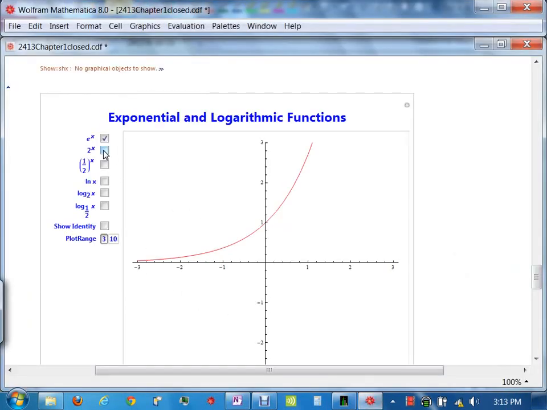So here's e to the x, one of the most important functions in mathematics right there. Here's 2 to the x. Here's 1/2 to the x. So those are all exponentials. What are the log functions?